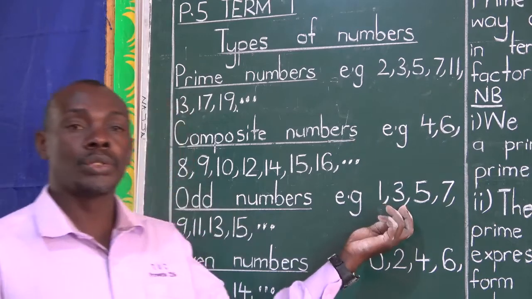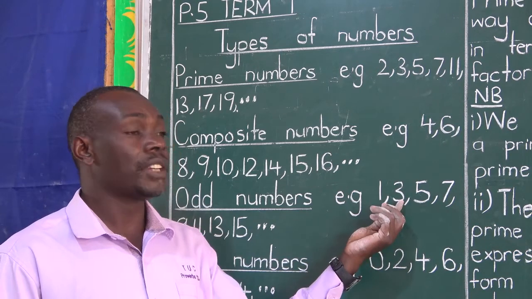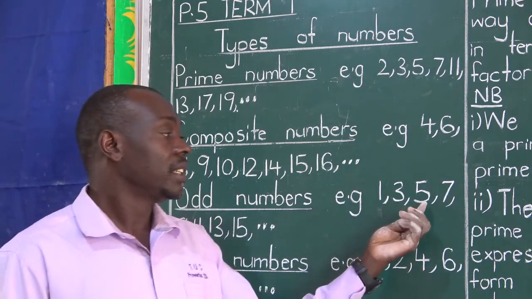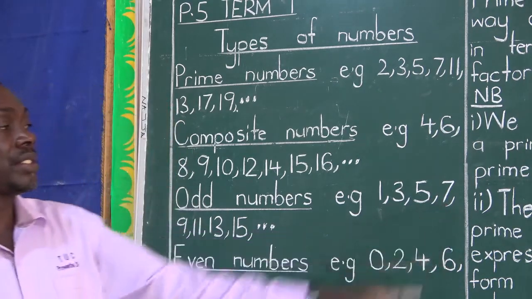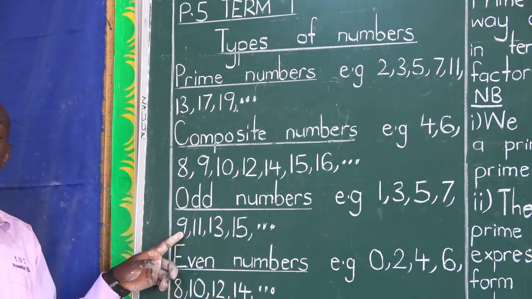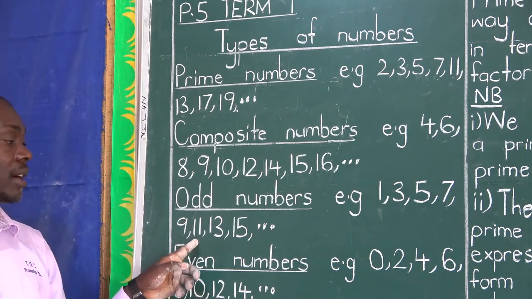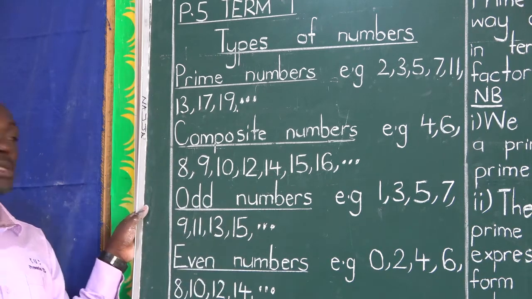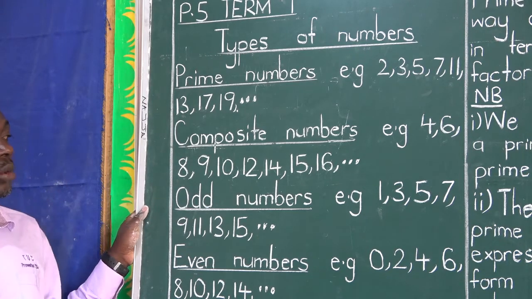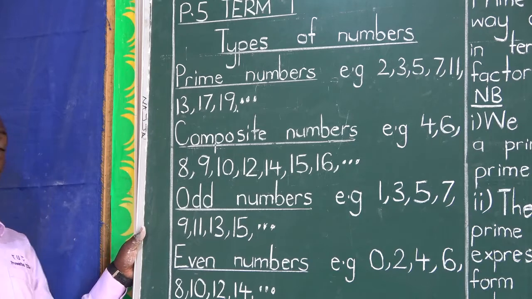3 divided by 2, that's 1, remainder 1. Then 5 divided by 2, 2, remainder 1. 7 divided by 2, that is 3, remainder 1. 9 divided by 2, that is 4, remainder 1. 11 divided by 2, that is 5, remainder 1. 13 divided by 2, that is 6, remainder 1. 15 divided by 2, each one gets 7, remainder 1. So you get a remainder every time you divide. 3 divided by 2, each one gets 1 and there is a remainder of 1.